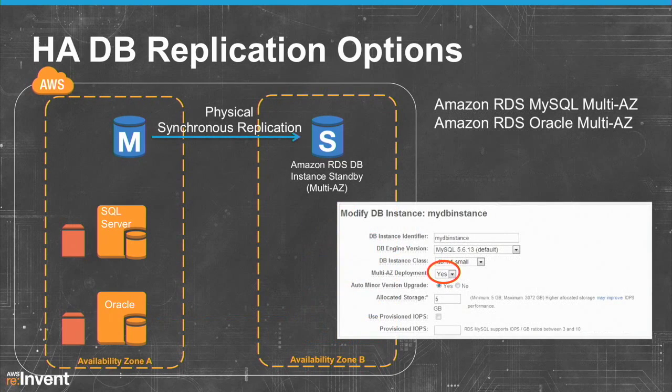For RDS, all you have to do is go to the console and click on the Multi-AZ deployment flag, and it will automatically do physical synchronous replication for you for both MySQL and Oracle.